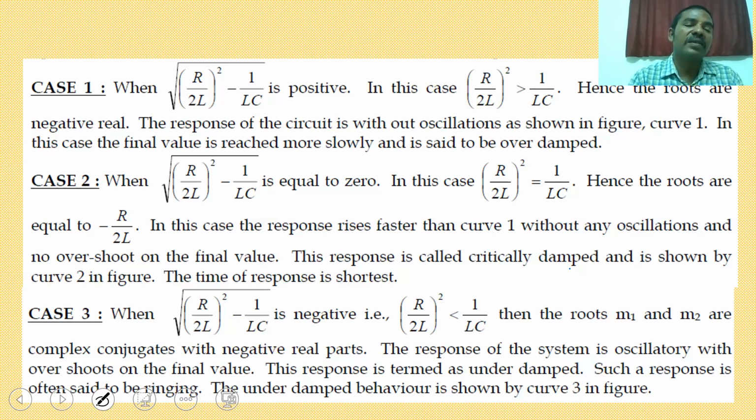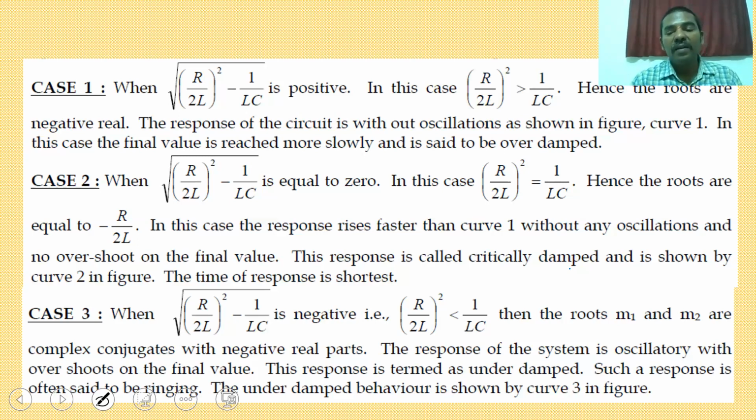The last case is when the term under the radical (R/2L) whole square minus 1/LC is negative. When this is negative, (R/2L) whole square is less than 1/LC, and you get complex conjugate roots m1 and m2. This condition you can call the underdamped condition.